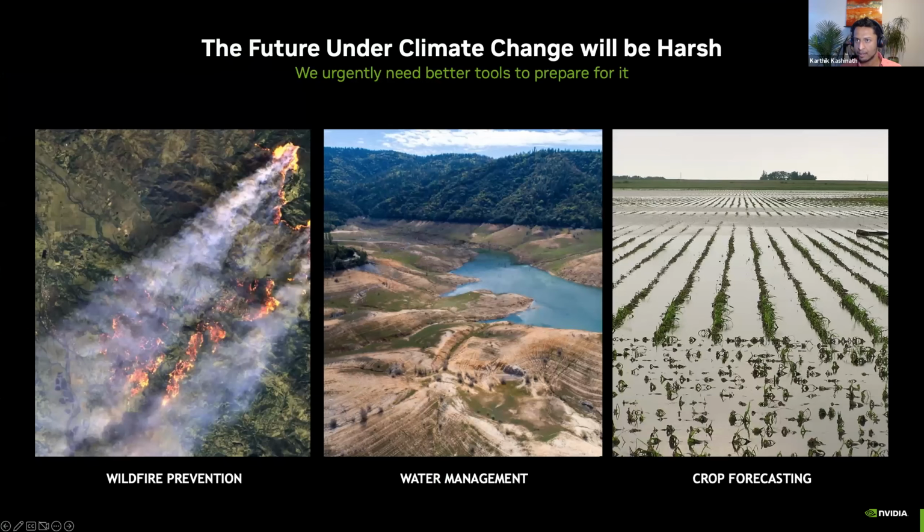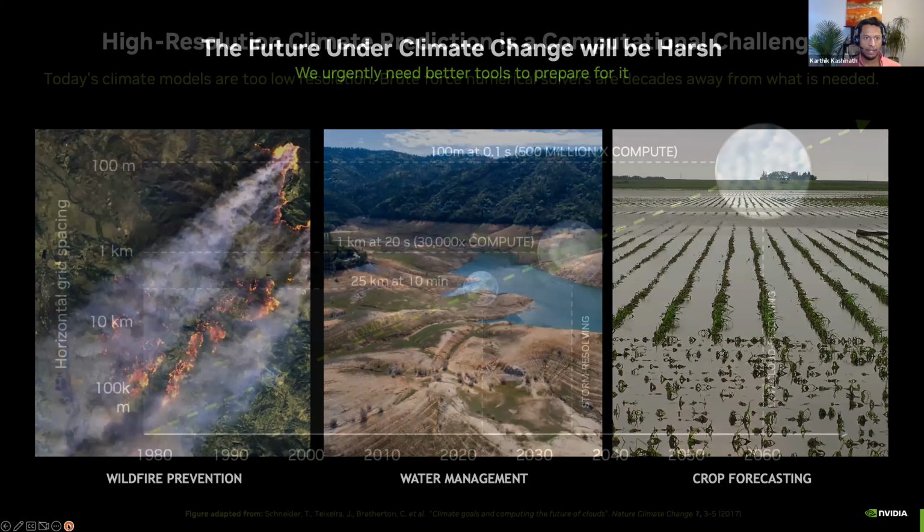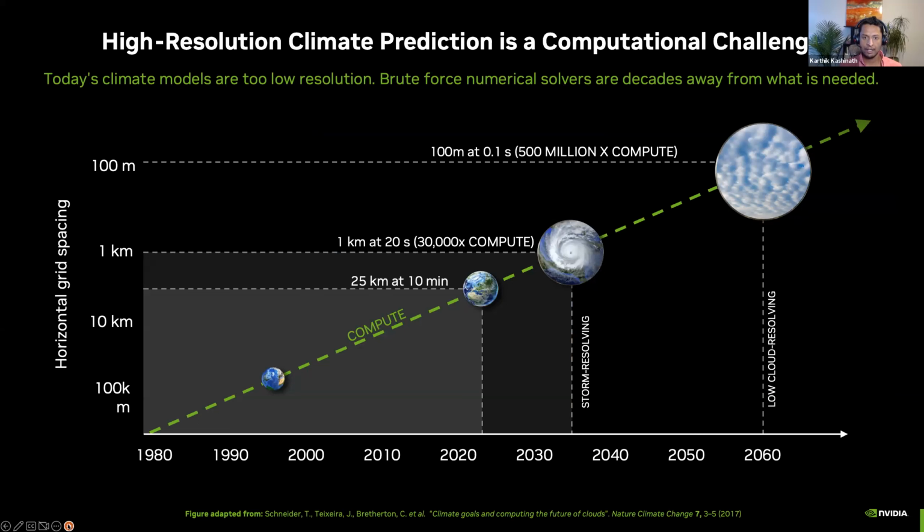Okay, so just to set the context, and this is probably obvious to everyone in the room here, the future under climate change will be harsh, and we urgently need better tools to prepare for it for all kinds of things from disaster prevention to water management to crop forecasting and any number of other applications you can imagine. So high resolution climate prediction is sort of one of the ways in which we address the consequences of climate change in the future, and it is a serious computational challenge.